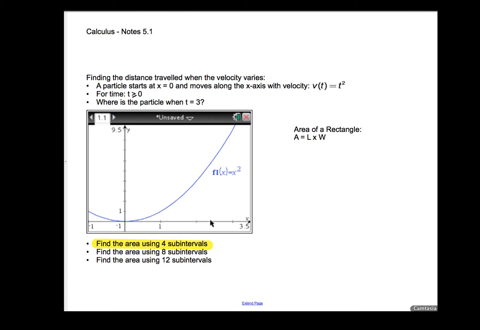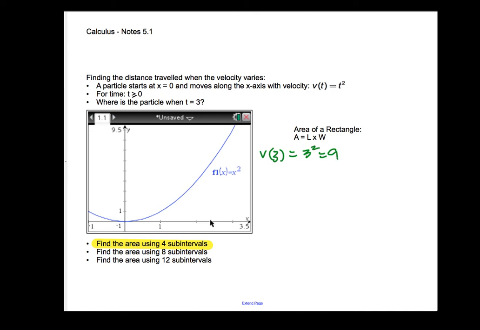What we've got here is a question, finding the distance traveled when the velocity varies. In other words, the velocity is constantly changing. They give us a velocity function of t squared for time where t is greater than 0. Where's the particle when t is equal to 3? The first thing we want to do is find out where exactly we are when t is equal to 3. So we're going to look at our velocity equation, and v of 3 is going to be equal to 3 squared, which is 9.